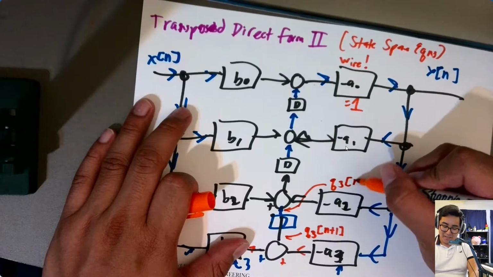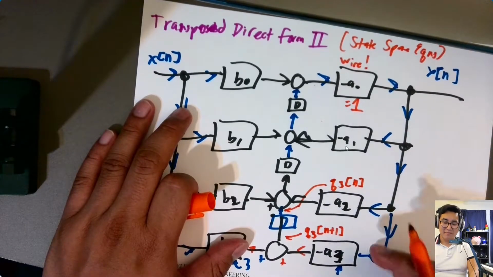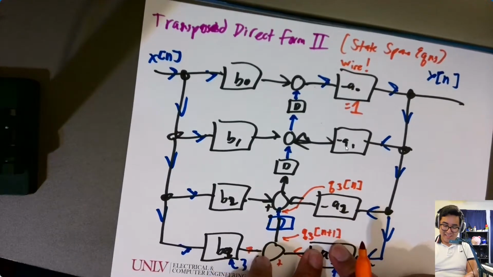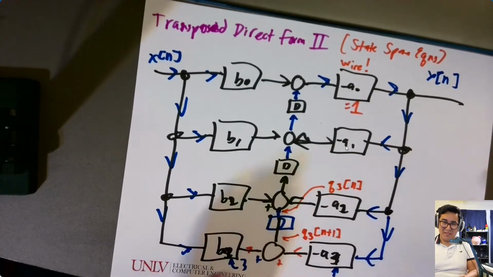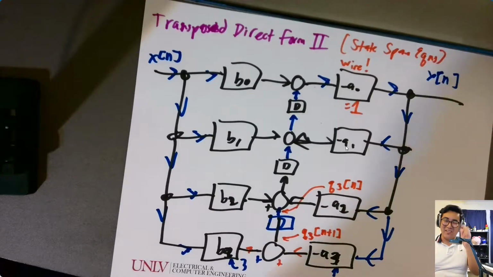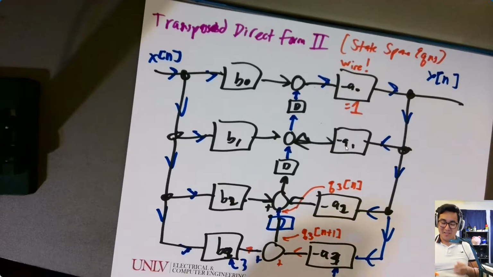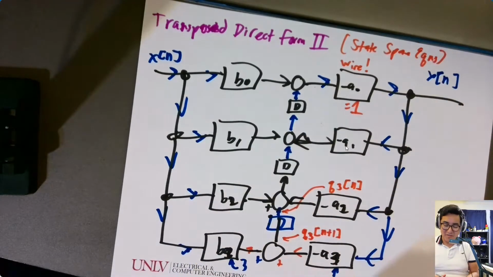Q3 of n. Okay, so that's a current state. Our next states, and then it just goes through and we have our current state. I don't know how to explain that as much, but I'll try to keep going and show you what's going on in the code. The code will make much more sense.